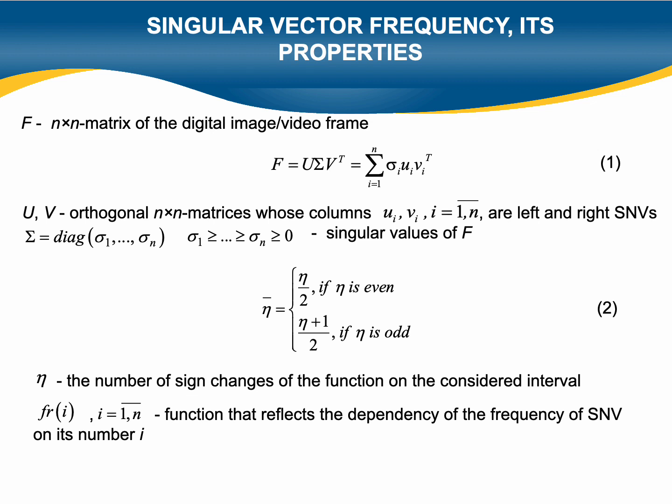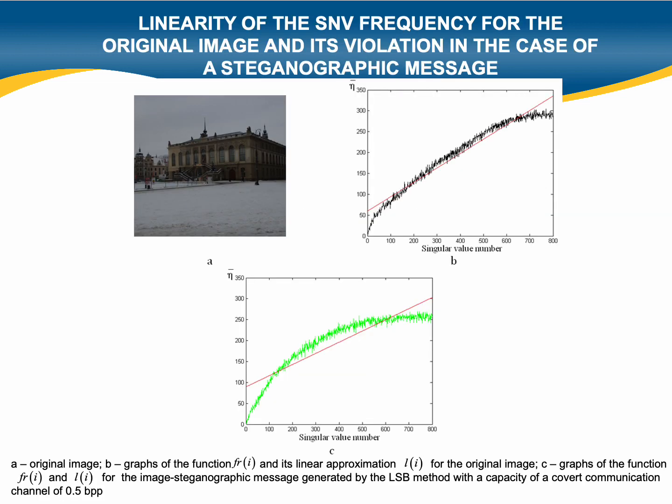As a result of the study of the Fr properties, it was found that for original images in lossless format, the rate of increase for the trend of this function is practically constant over almost the entire interval from 1 to n, which results in a property called by the authors the linearity of the SNV frequency, both left and right. For the image video frame, the integrity of which is not violated, the function Fr is well approximated almost on the whole interval 1 to n by a linear monotonically increasing function L for the original image without losses. Here you can see it on the slide as figure 1 a, b.